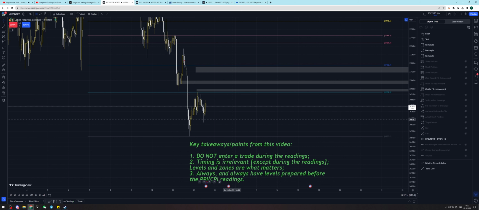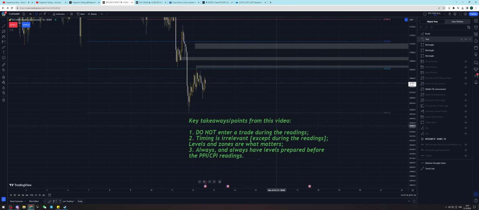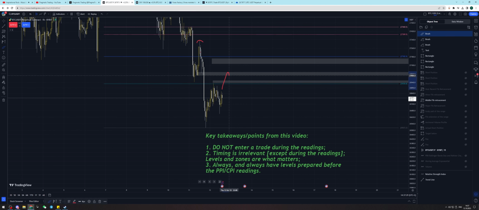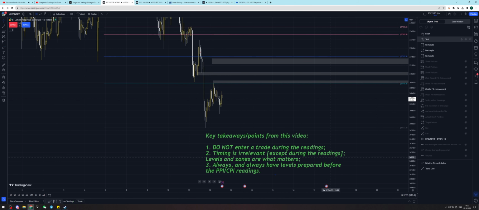So, what are the key takeaways? Do not enter a trade during the readings. If we exclude that, timing is irrelevant. Sometimes you get the entry before the readings, just like yesterday. Sometimes you get the entry after the readings, right? We don't know. The third key takeaway or point is always have levels prepared before the PPI or CPI readings.